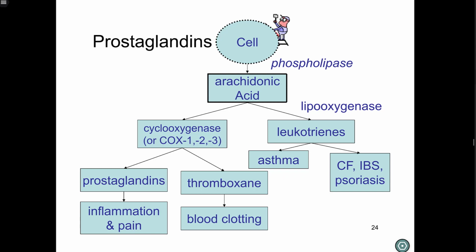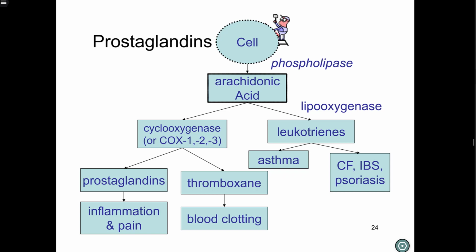And then there's an enzyme called the cyclooxygenase. And when I made this slide, I think there were three. Those are the three I listed. But there's actually a number of others that exist, and they all have sort of different kinds of functions. Prostaglandins are part of the inflammation and pain cycle, but thromboxanes are part of the blood clotting cycle. So you get these different enzymes that produce these different kinds of responses.